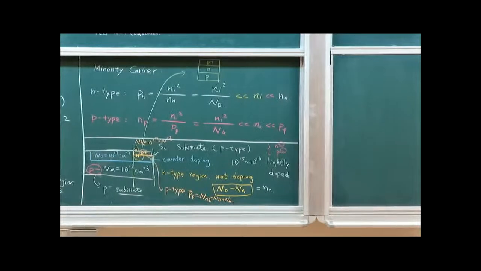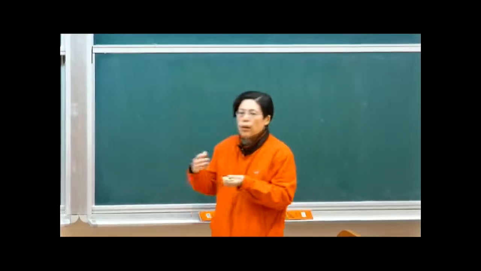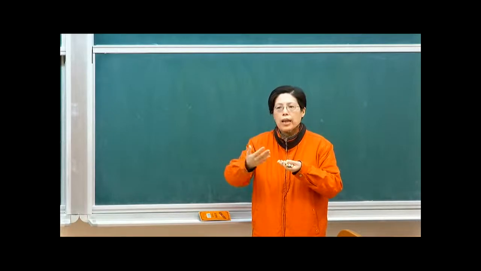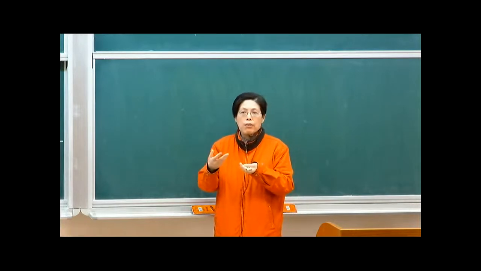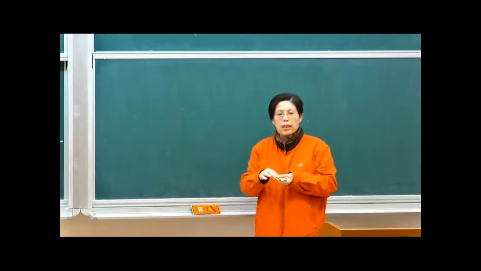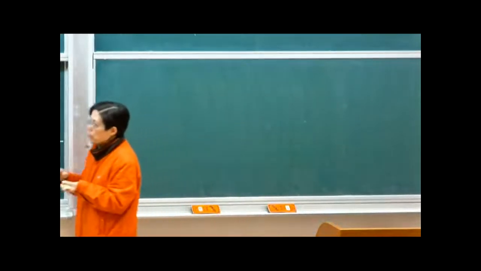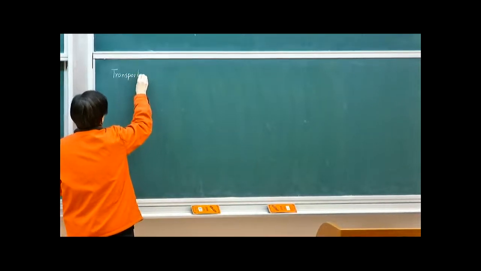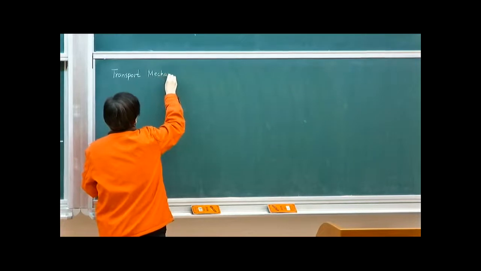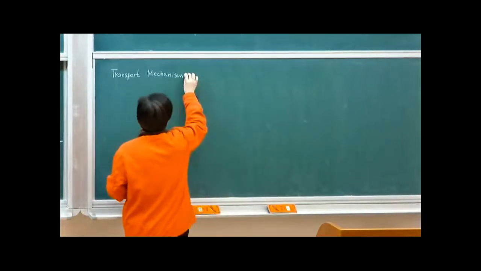Okay, so we're moving along to the next part, which is transport. As I said, once you have the basic understanding of how to put in extrinsic dopants, how do you actually control the amount of carriers inside a piece of semiconductor? The next key important thing is to understand how these carriers move, which allows us to get the most important parameter, which is the current-voltage relationship. So we're going to talk about carrier transport mechanisms.